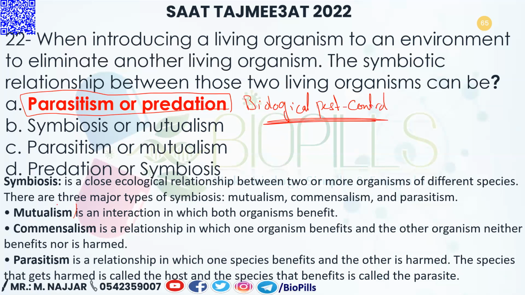We have mutualism, which is a win-win relationship or benefit exchange: one organism benefits and the other organism is benefiting as well. Commensalism is a win-nothing relationship, where one organism benefits and the other organism is neither benefited nor harmed. Parasitism is a relationship in which one organism benefits by harming another organism. So it is a win-lose relationship.